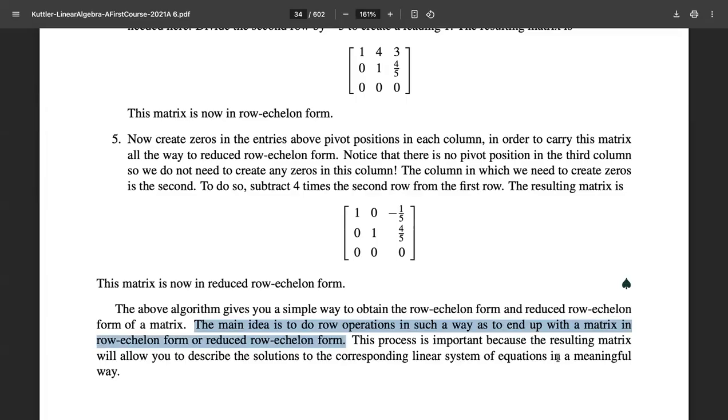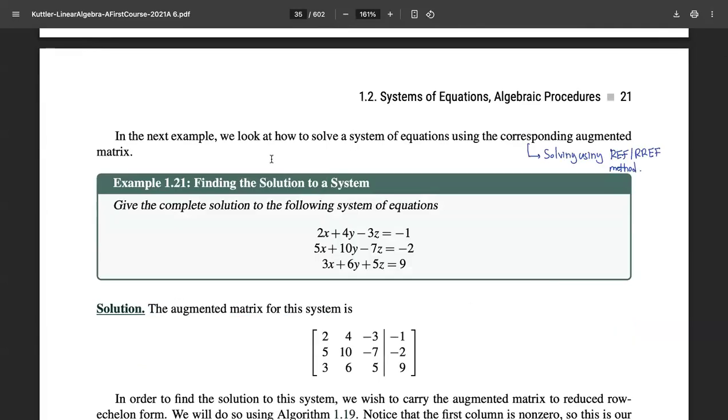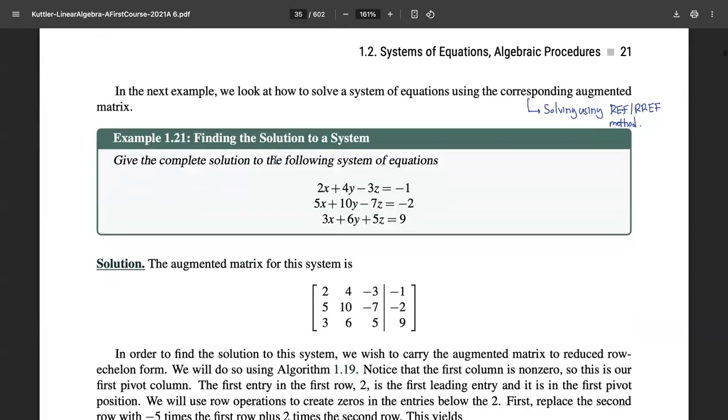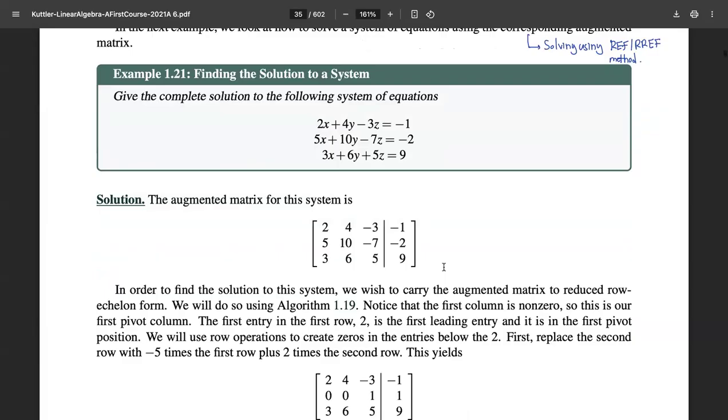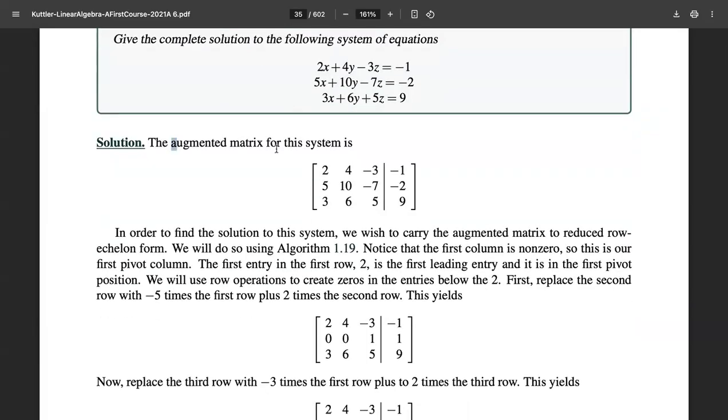So let's try to solve this system of linear equations using what we have learned, right? Okay, so we want to give the complete solution to this system of linear equations. We can write this down in this augmented matrix form. In order to find the solution for this particular example, we want to bring the augmented matrix to its reduced row echelon form.